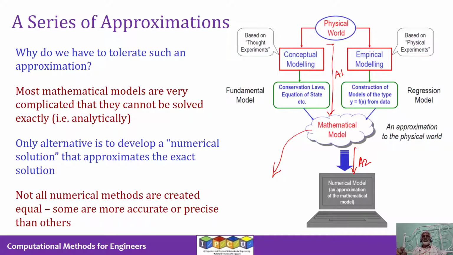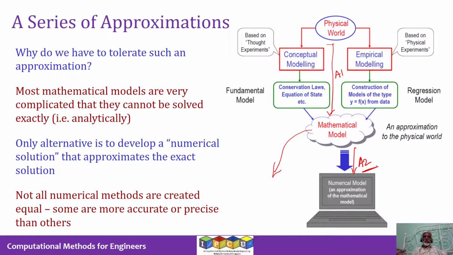Sometimes the approximation is not intentional because we are just ignorant about things that are happening there. So we might make some crude approximations to reality. And in going from the mathematical model to the numerical model, that approximation is required because there are no analytical solutions possible for the mathematical models that we develop, right? I have touched upon this point many times. So therefore, in this approximation A2 is something that we cannot avoid.